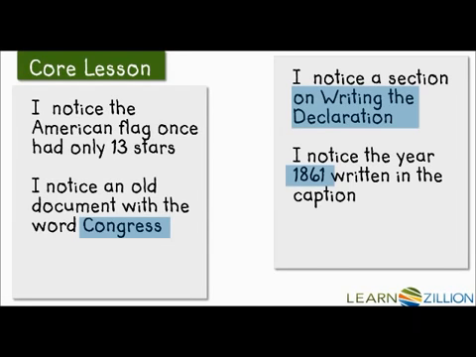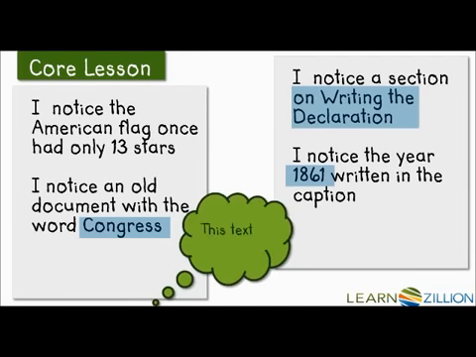Now I need to ask myself, what will this text teach me? This text will teach me about the Declaration of Independence. I will learn about the time period of when the Declaration was written and about the First Continental Congress.